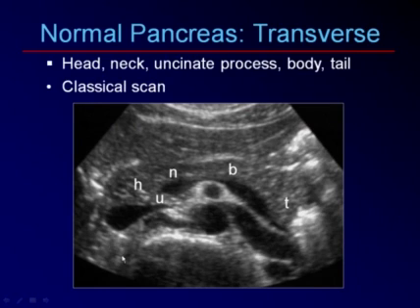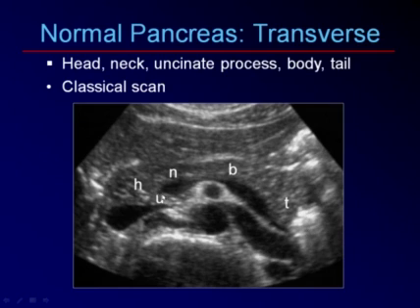Here's a very classical, very well-known appearance of the pancreas on ultrasound. This is the splenic vein, and just in front of it is the pancreas. So we have the head of the pancreas, we have the neck, then the body, and here at least a portion of the tail. Then the tail wanders away towards the splenic hilum, so usually it's obscured by bowel gas.